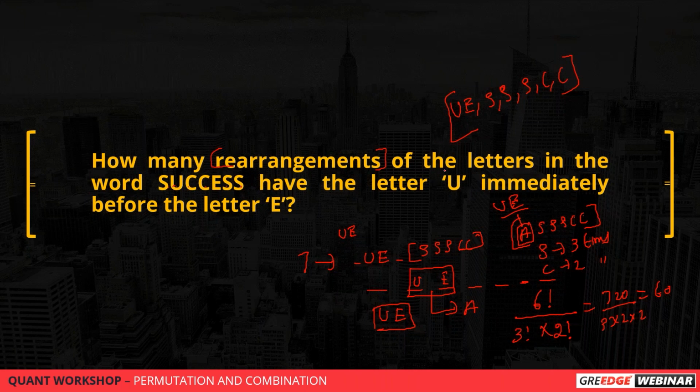If there is no condition, okay, in general, how many ways can this be arranged? So in general, how many letters are there? 1, 2, 3, 4, 5, 6, 7. So in general, this will be done by 7 factorial divided by 3 factorial into 2 factorial if there is no condition.